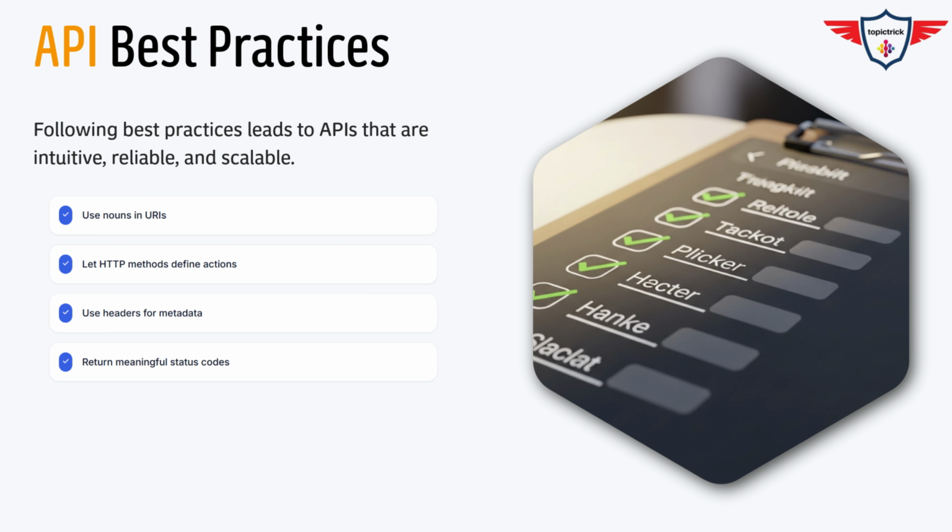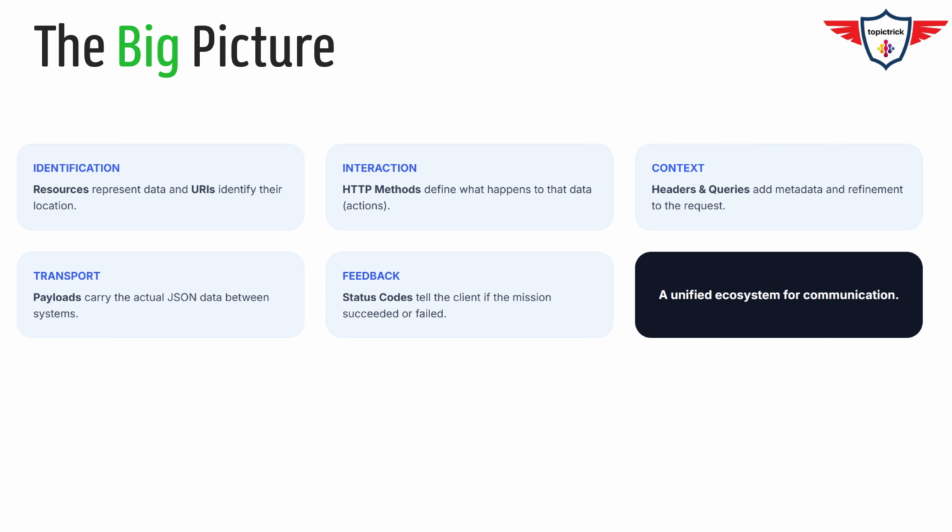To wrap up, APIs are built from a small set of powerful components. Resources represent the data, URIs identify those resources, HTTP methods define actions, headers and query parameters provide context and control, payloads carry the data, and status codes explain the outcome. Once you understand how these pieces fit together, working with APIs becomes much more intuitive.